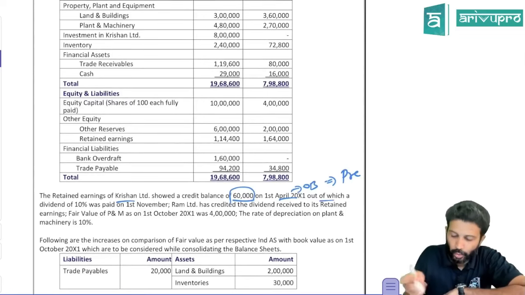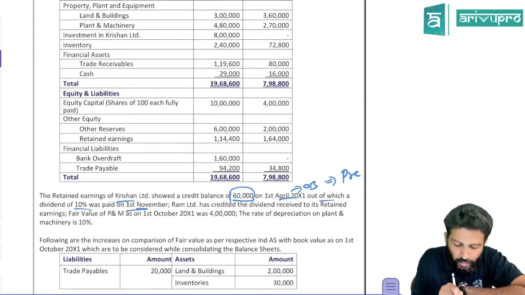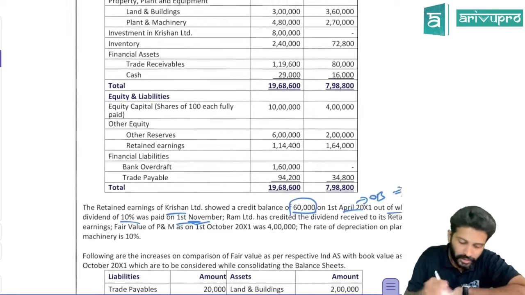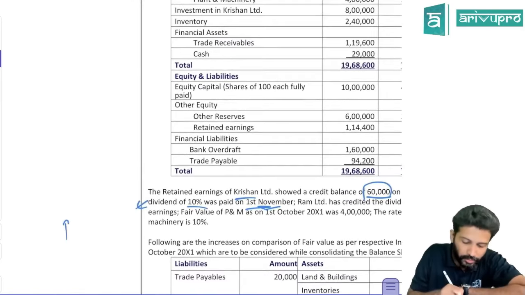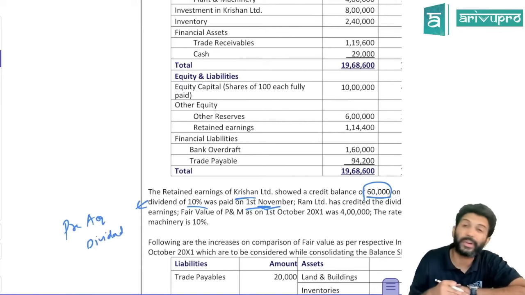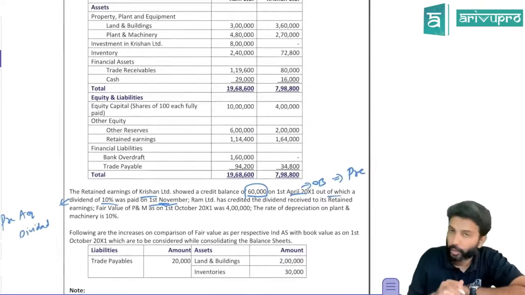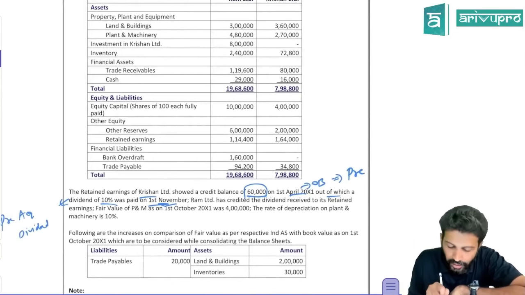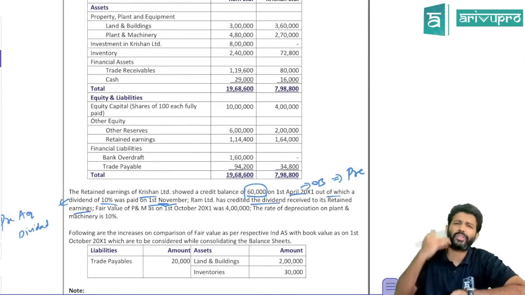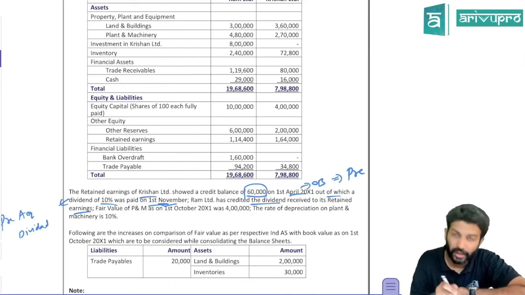Out of this pre-acquisition profit, a dividend of 10% was paid on 1st November. So they used pre-acquisition profit to pay the dividend. Any dividend paid out of pre-acquisition profit, we term it as pre-acquisition dividend. We have to do some adjustment for it, which I'll tell you. Ram has credited the dividend received to its retained earnings account. They have received the dividend, so they've treated it as income and transferred it to P&L. Retained earnings is nothing but profit retained in the business.